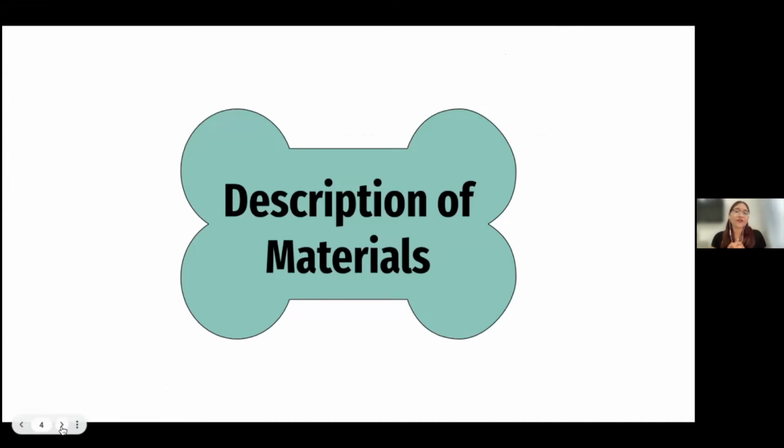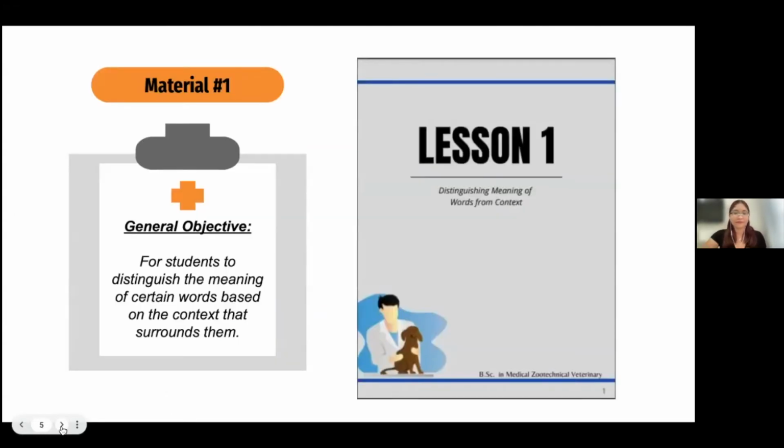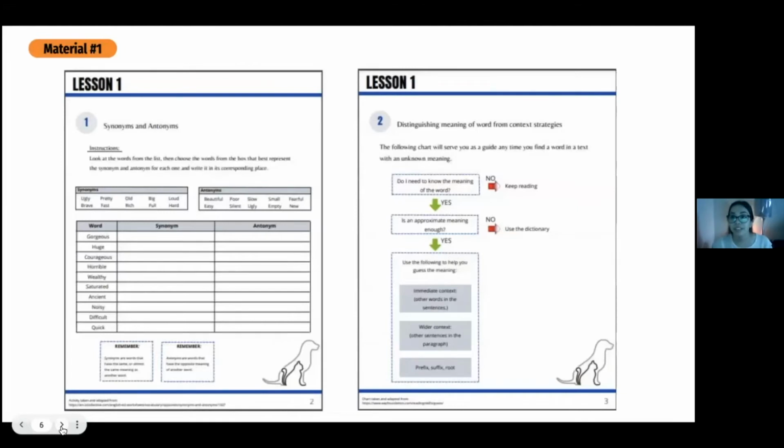Description of materials. First, our team member, Jennifer, is going to begin. Hi, everyone. So I'm going to talk about material number 1, whose general objective is for students to distinguish the meaning of certain words based on the context that surrounds them. This is a reading strategy that they will later be able to use. So here's a cover page. Here are some activities from this lesson.